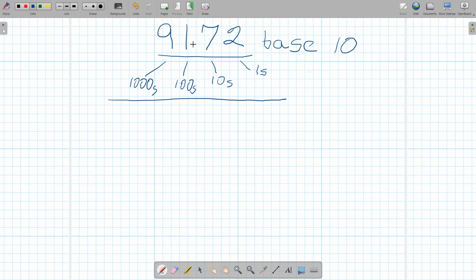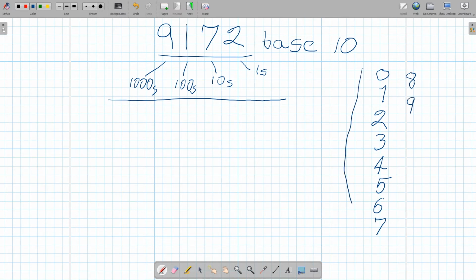The reason we call it base 10, first of all, is because there are 10 symbols. And those symbols are 0, 1, 2, 3, 4, 5, 6, 7, 8, 9. All right. These symbols make up the base 10 system. There are 10 of them. And so each slot needs to represent 10 possible values.